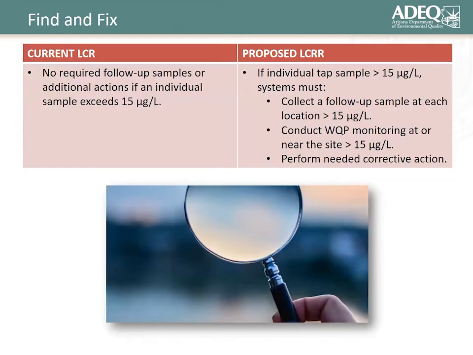One new aspect that we are going to be seeing is something that EPA is coining the find and fix. Find and fix has a lot of different ways to go about identifying where lead sources are. But at any tap sample result that shows above the 15 micrograms per liter for lead, a water system at a minimum has to start collecting a follow-up sample at each of those locations. They also have to conduct water quality parameter sampling near the site that had the lead exceedance above 15 parts per billion. And they also need to perform corrective action.